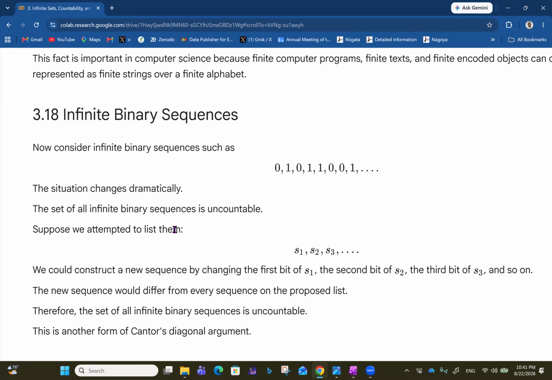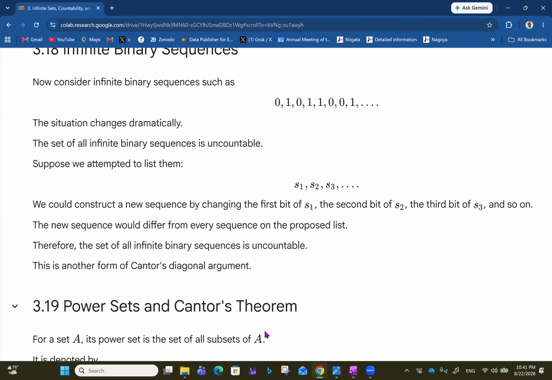Suppose we attempted to list S1, S2, S3 all the way down. We could construct a new sequence by changing the first bit of S1, then the second bit of S2, the third bit of S3, and so on. The new sequence would differ from every sequence on the proposed list. Therefore, the set of all infinite binary sequences is uncountable. This is another form of Cantor's diagonal argument in that way.